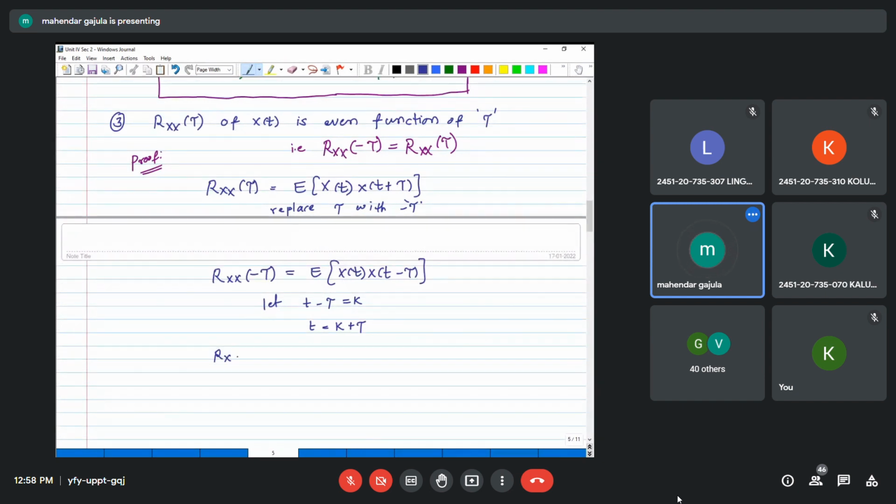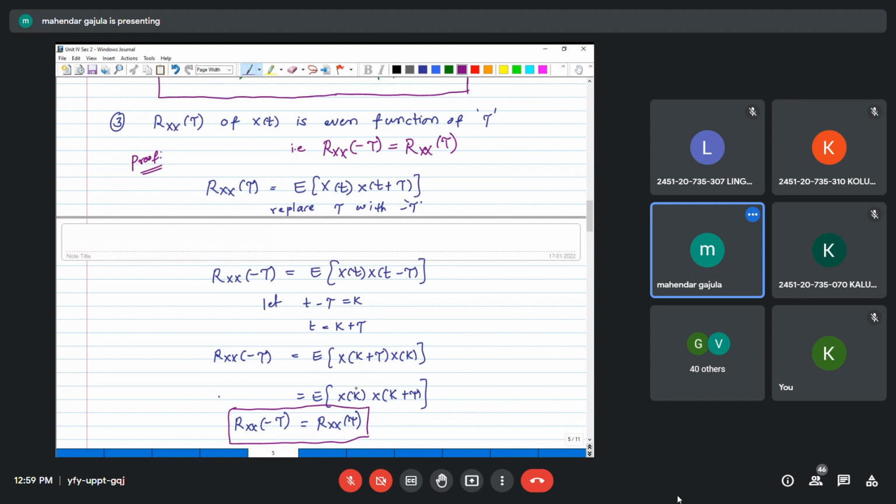Now let us write R_XX(minus tau) equal to expectation of x(k plus tau), since t is k plus tau, and t minus tau is k. Let us rearrange this: expectation of x(k) x(k plus tau). Both formulas are the same, right? The structure is the same. In place of t, you have k. What is this formula? It is R_XX(tau) only, right? In place of t, you have k. You can see k here and here. What is the formula of the autocorrelation function? Expectation of x(t) x(t plus tau). The same thing we have obtained here, but in terms of k.